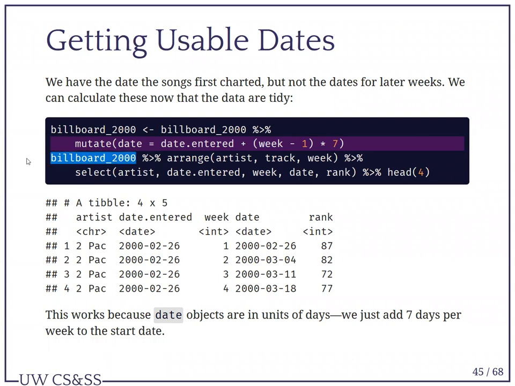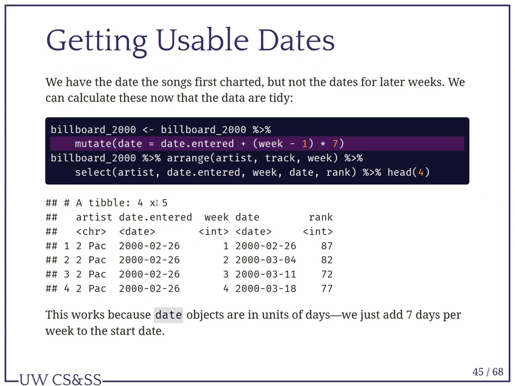And now we can take our Billboard 2000 data and arrange by the artist, track, and week. So we're going to alphabetize these things. And then after these have been alphabetized, we then see rank in order, descending order. Ascending? I don't know. Ascending and descending always confuse me. I'm sorry about that. And then select just the artist, the date entered, the week, the date, the rank, and show me the first 4 rows.